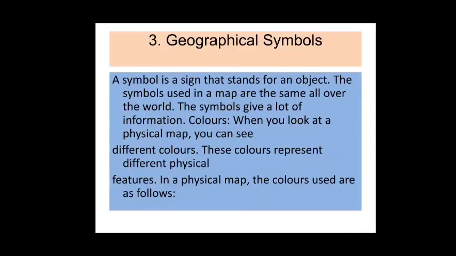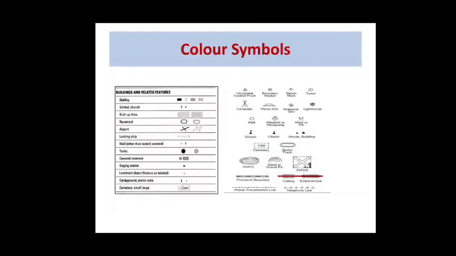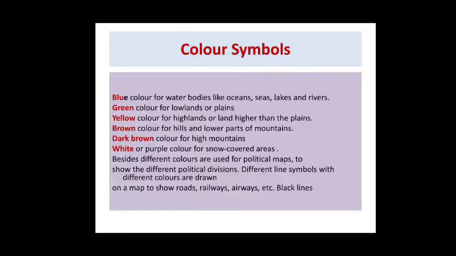So this is how geographical symbols work. These are the map symbols, and another one is geographical symbols. Geographical symbols sign and stand for an object. The symbols used in a map are the same all over the world. The symbols give a lot of information. Then there are color symbols. Many pieces of information can be given to us, children.